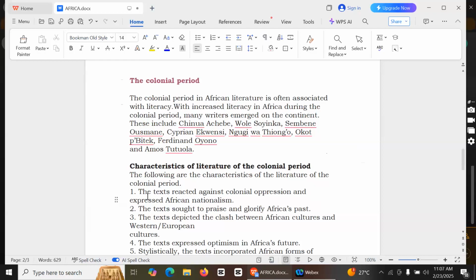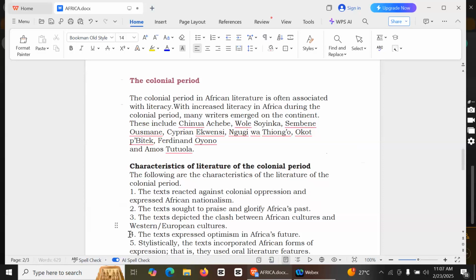Also, number three, the text depicted the clash between African culture and Western European culture. This shows that white people came and imposed their culture on Africans, and made our culture disappear so that we follow their own culture. So this text depicted the clash, the conflict based on the cultures, European culture and African culture.